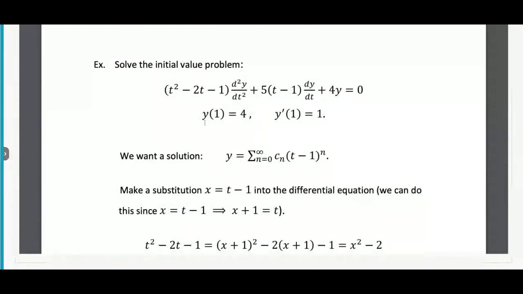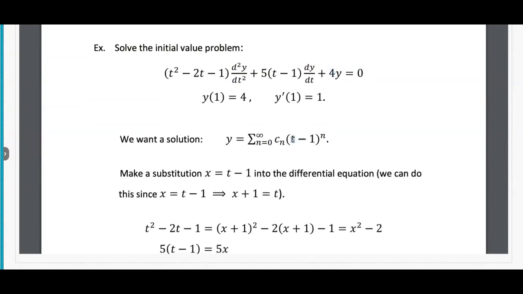So we want to solve this initial value problem with y of 1 equals 4, y prime of 1 equals 1. And a of t is t squared minus 2t minus 1, with the double prime. And b of t is 5 times t minus 1. C of t is 4. So we want a solution in powers of t minus 1, right? So a is 1.